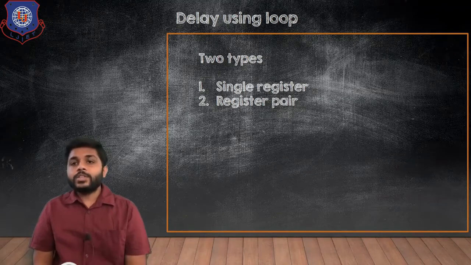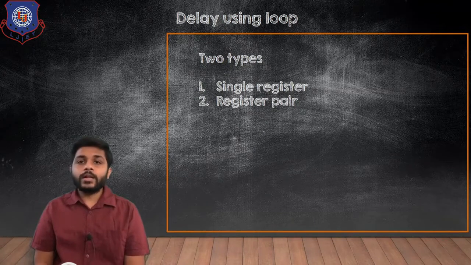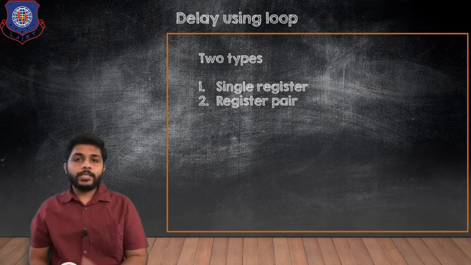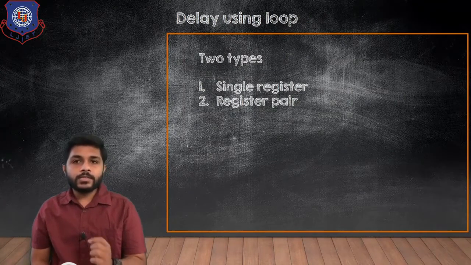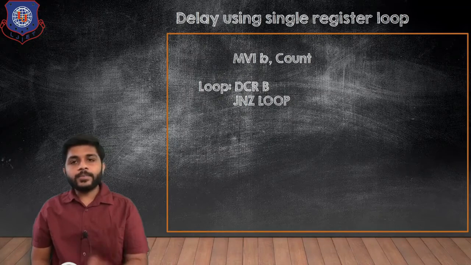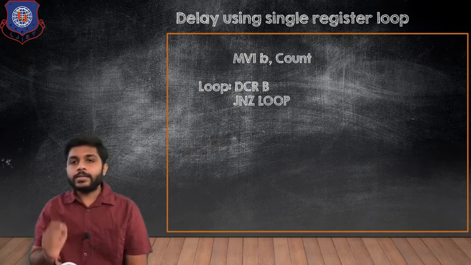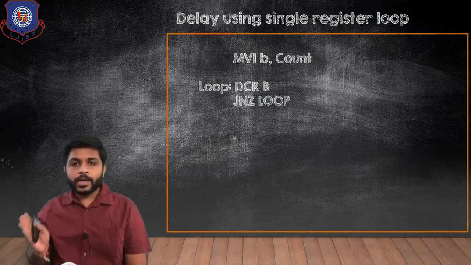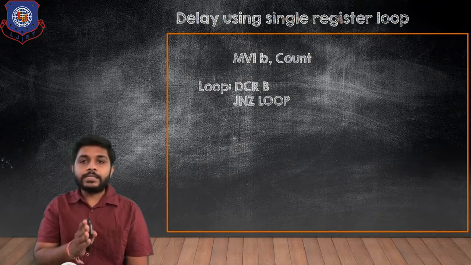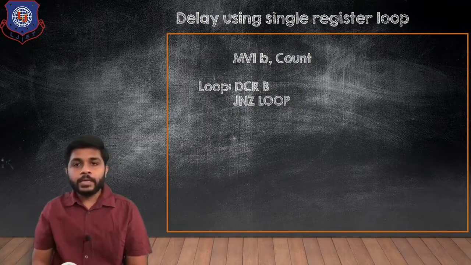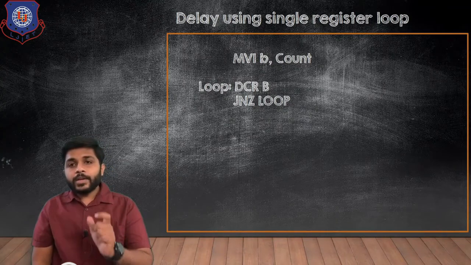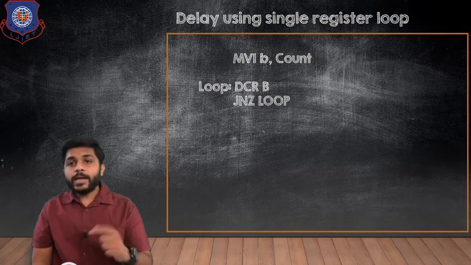Let's see generation of delay using single register. This is the program for delay using single register. The first instruction is MVI B, count, then there is DCR B and JNZ loop, and the loop label is specified just before the DCR B instruction. Depending on the value of the count, this loop will be executed.